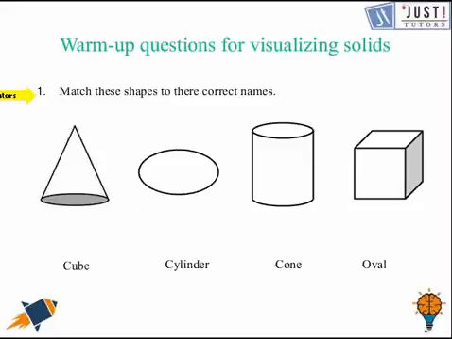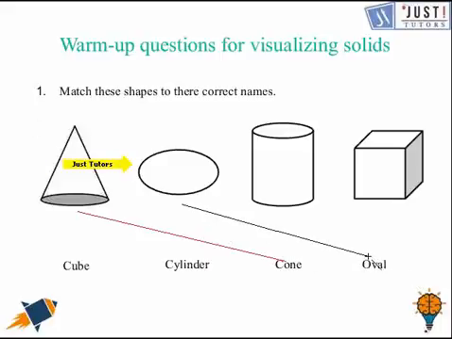So here we have to match these shapes with their correct names. Let's begin with this first shape. As we know, it is called a cone. So let's match it to the name cone. Then the second shape that we have here is the oval shape. The third shape here is cylinder. And the last one there is cube.